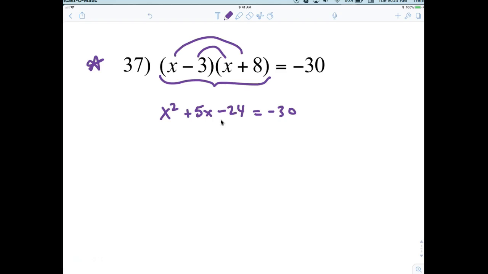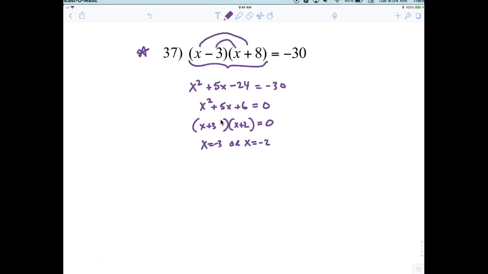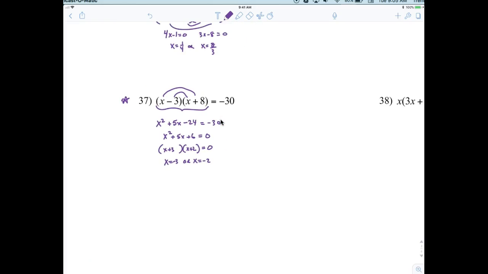Now you have to set it equal to 0 by what? Adding 30 to both sides. When I add 30 to both sides, you should be able to tell me x squared plus 5x plus 6 equals 0. And now you're back in action. Now you can factor this easily. X plus 3, x plus 2. Exactly correct. So that's considered the hard one because you have to multiply it together first. Then you have to set it equal to 0.